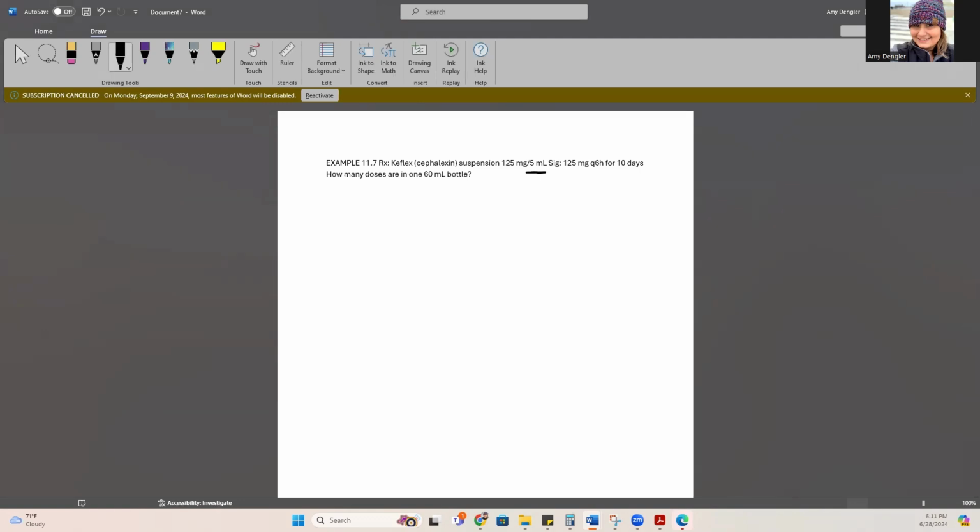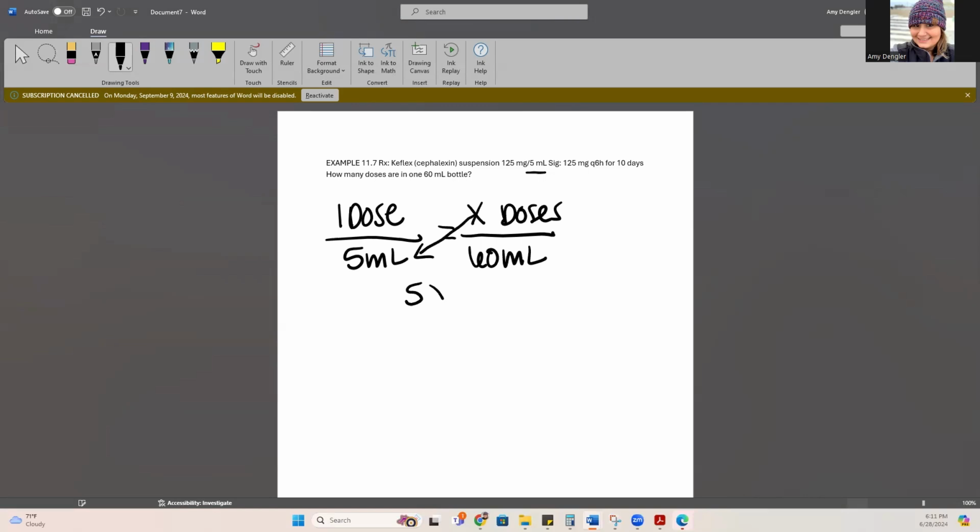So that means for every dose, they're taking 5 ml. So 1 dose is equal to 5 ml. We have a 60 ml bottle. How many doses are in there? So how many times can they take that 5 ml they need every 6 hours? So we have 5x is equal to 1 times 60.